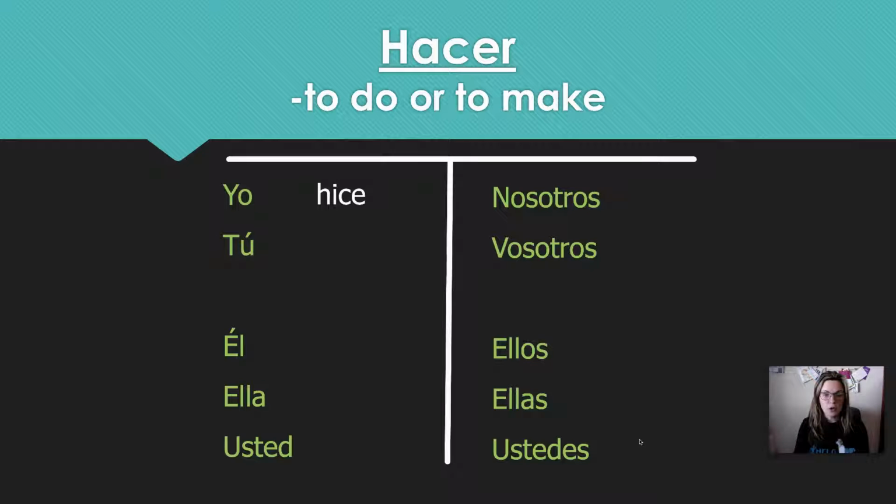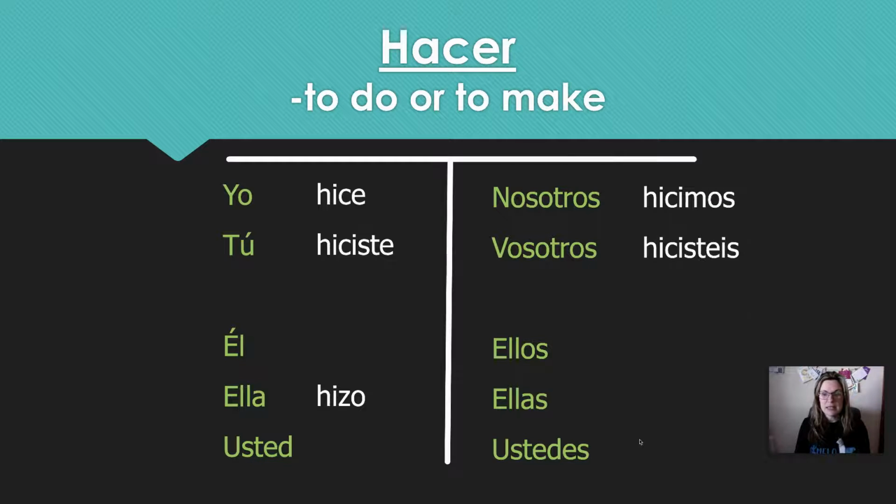So in the yo form, we're going to use the word hice. That A is going to turn into an I. And notice that there's no accent over your E. Hiciste, hizo. Notice the difference with the C changing to a Z here.